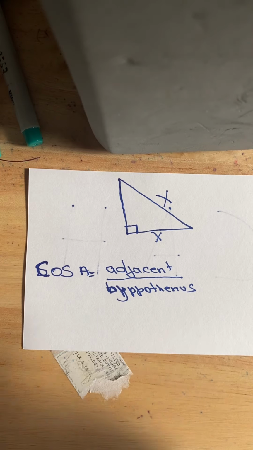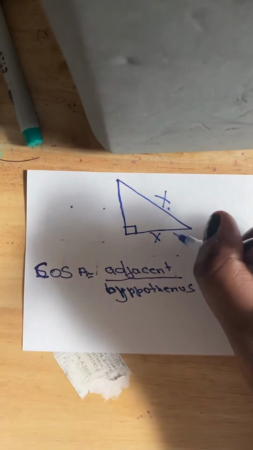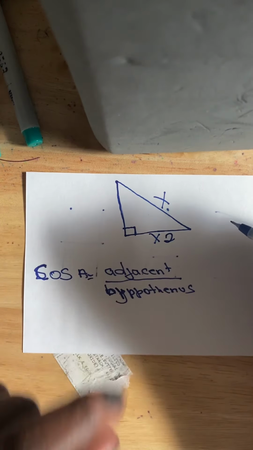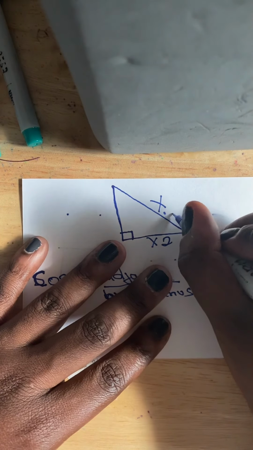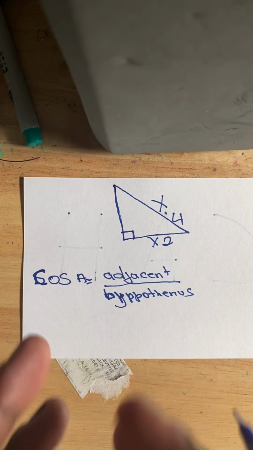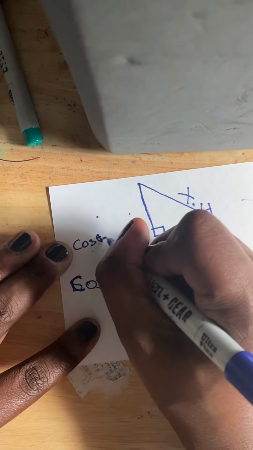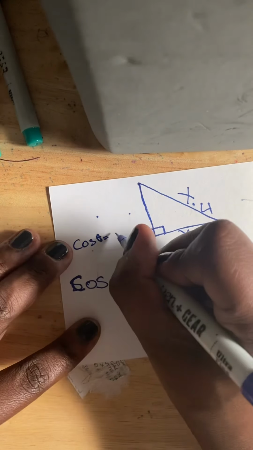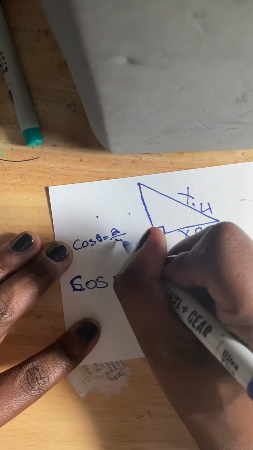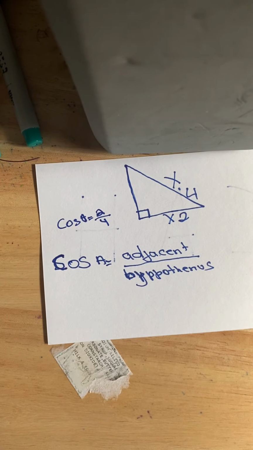So if these numbers were given, again, if the adjacent was 2 and the hypotenuse was 4, and you had to find the cosine of this angle, cosine theta is going to be what? It's going to be 2 over 4. All right, so which moves us to the last terminology that we have to figure out.